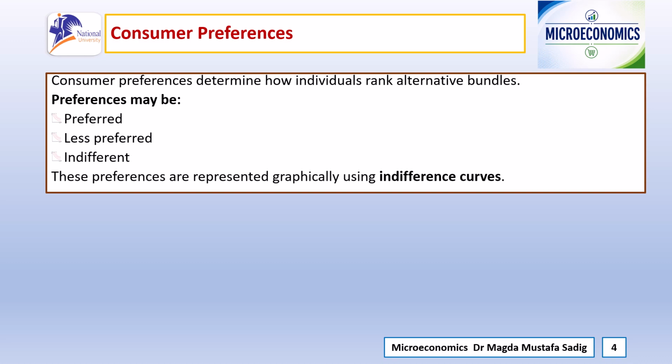The indifference curve is simply a graphical representation of all combinations of two goods that provide the same level of satisfaction. It means that consumer preferences can be represented visually or graphically, and this makes it much easier for economists to analyze consumer choices.